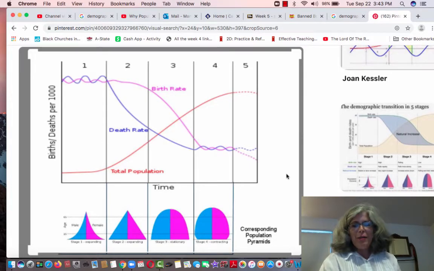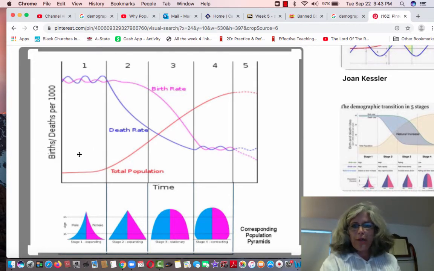I'm going to talk to you today about the first two stages of the demographic transition model. Behind me on the screen you can see a graph with some population pyramids. These should be familiar from last week when we learned about them. These population pyramids correspond to the different stages of the demographic transition model.